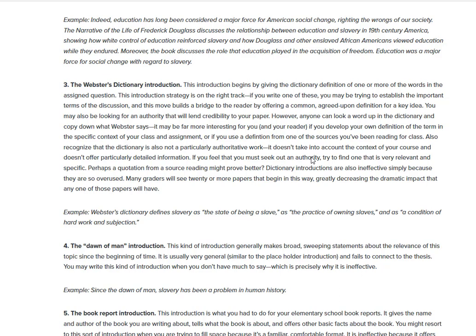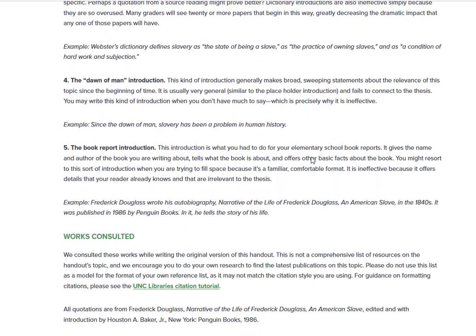The Dawn of Man introduction. This kind of introduction generally makes broad, sweeping statements about the relevance of this statement since the beginning of time. It is usually very general and familiar. You may write this kind of introduction when you don't have much to say, which is probably why it is ineffective. For example: since the dawn of man, slavery has been a problem in human history. So here, the Dawn of Man introduction is just too broad, too cliche, and everybody does that. So try to avoid placeholders like saying since the beginning of time.